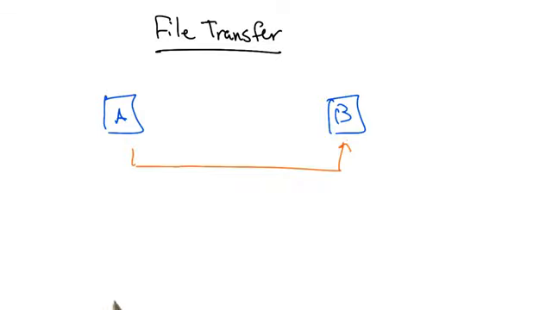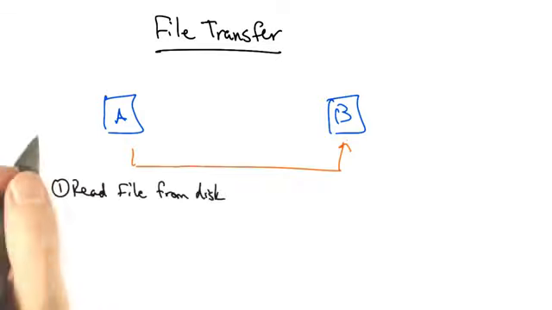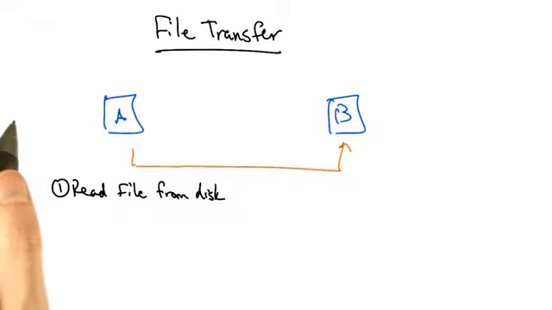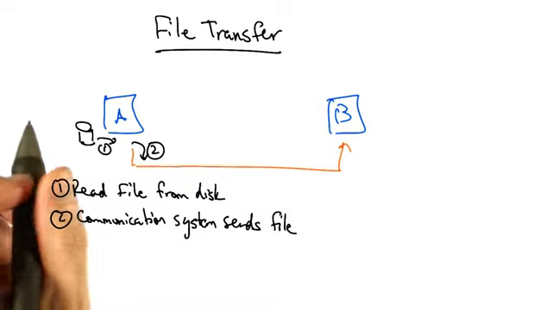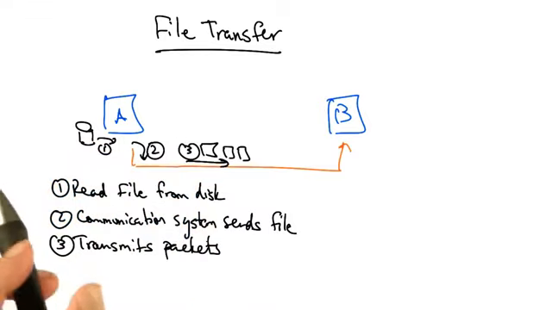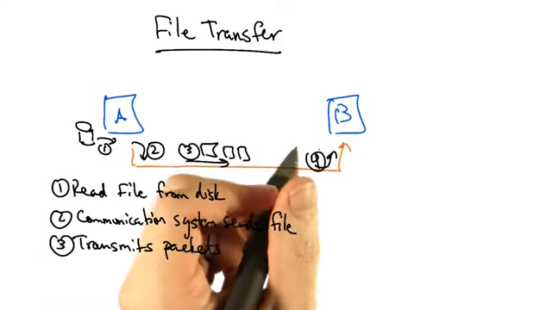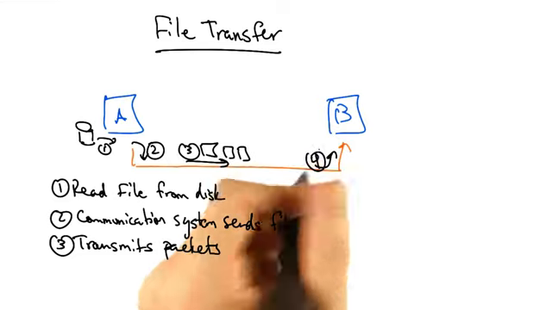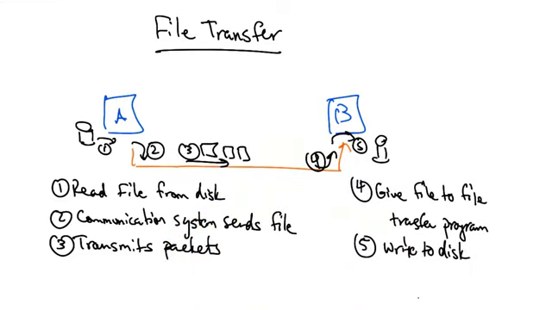Let's suppose that computer A wants to send a file to computer B. The file transfer program on A asks the file system to read the file from the disk. The communication system then sends the file, and finally, the communication system sends the packets. On the receiving side, the communication system gives the file to the file transfer program on B, and that file transfer program asks to have the file written to disk.